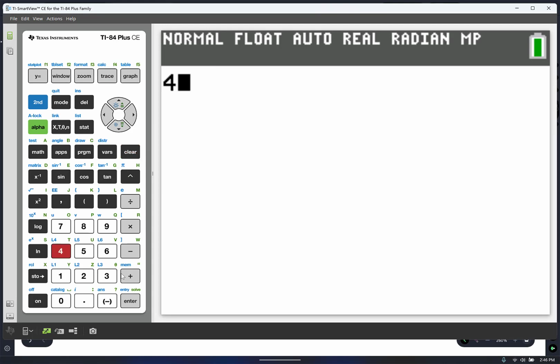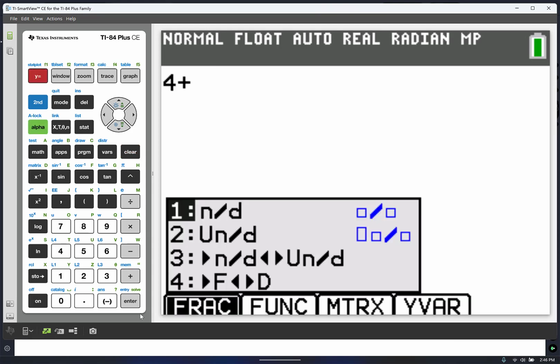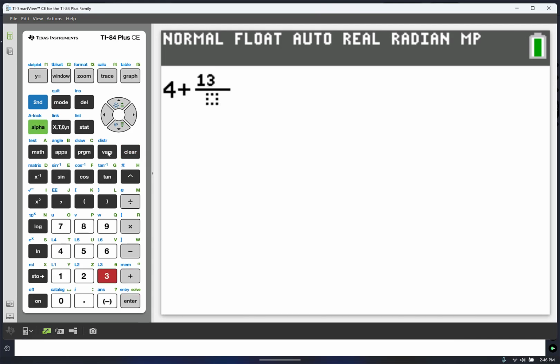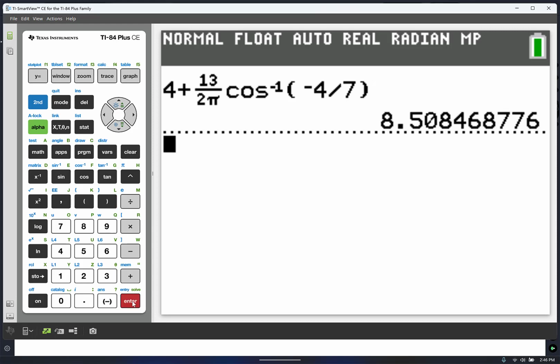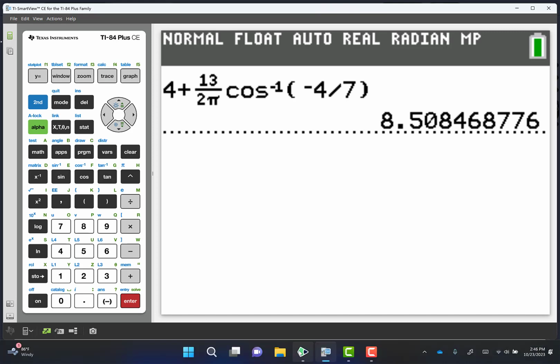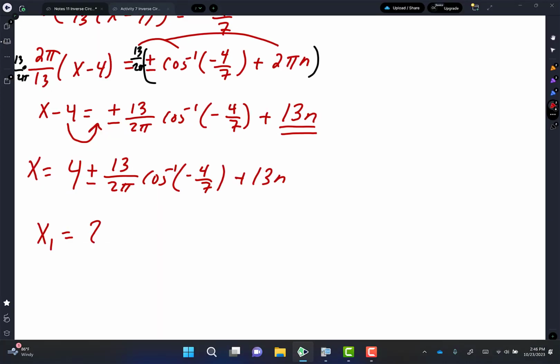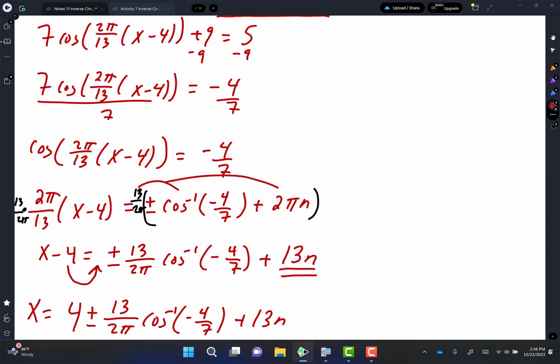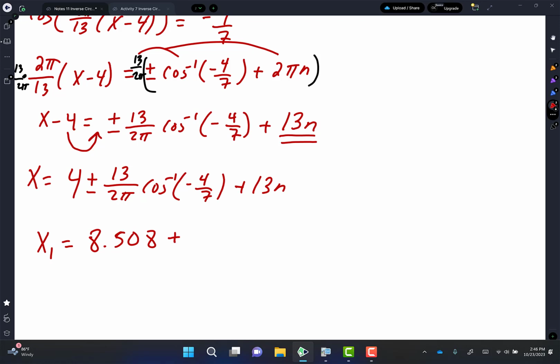Okay, I already forgot. What did I have? 4 plus alpha y equals, enter, 13 over 2 pi. And then what did I have? Arc cosine. So put second arc cosine, negative 4/7. Close it. Don't put the 13n. Just leave it like that. Push enter. And look at that, 8.508. That was one of our answers too, by the way. Nope, 8.508. And then bring the 13n in there. Plus 13n.